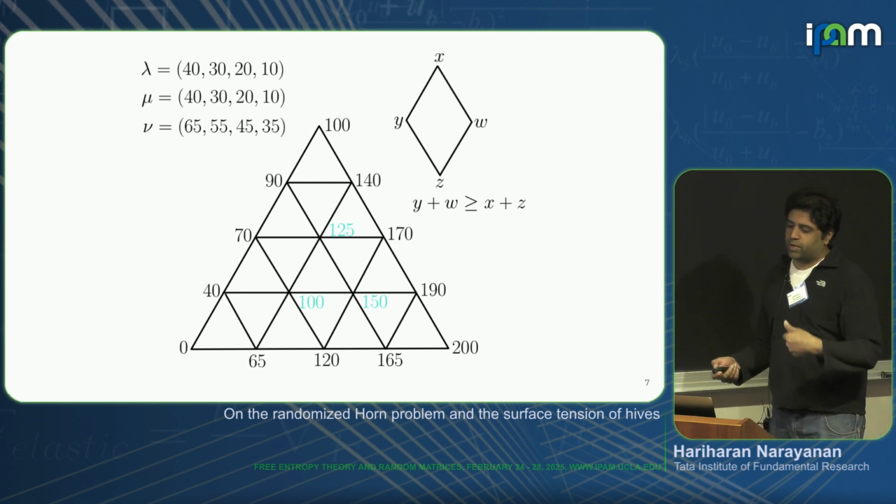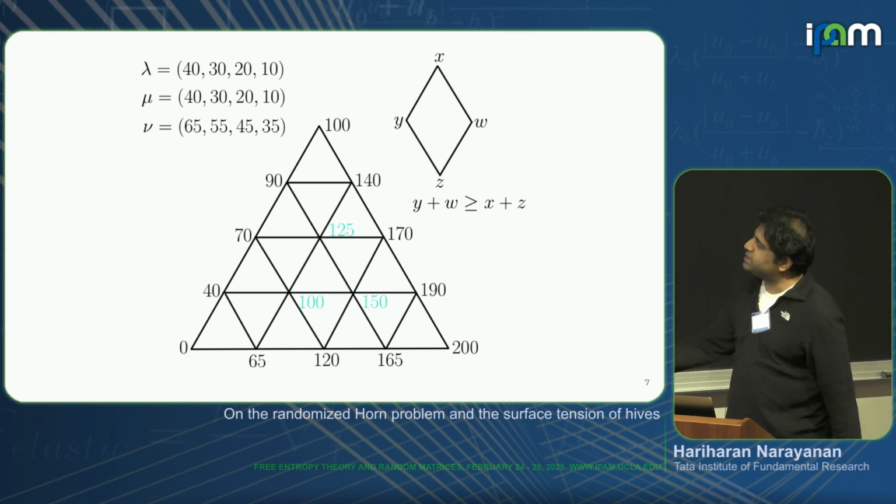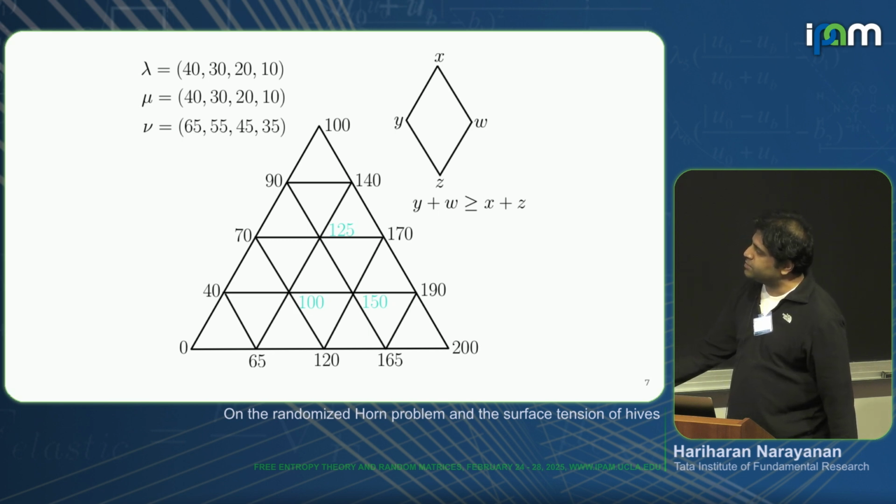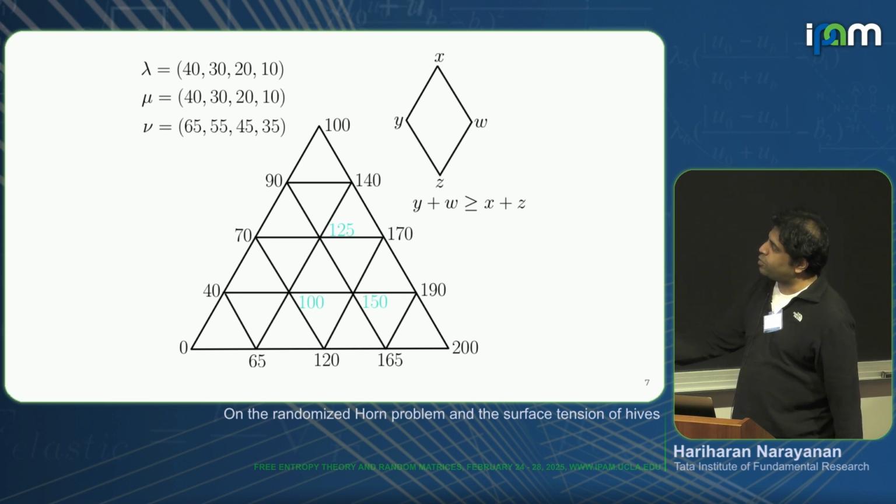And the eigenvalues come on the boundary. So if you take lambda equal to 40, 30, 20, 10, mu equal to 40, 30, 20, 10, and nu equal to 65, 55, 45, 35, you write the eigenvalues on the boundary as the successive differences along these sides. So this gap is 40, this gap is 30, this gap is 20, this gap is 10, because it's determined by lambda. Then you go down here and you're determined by mu, so you add 40, add 30, add 20, add 10. And then to encode nu over here, you write 0, 65, and you add 55, add 45, add 35.